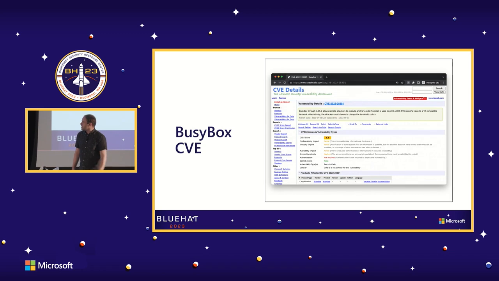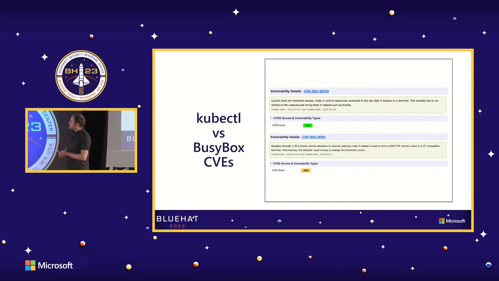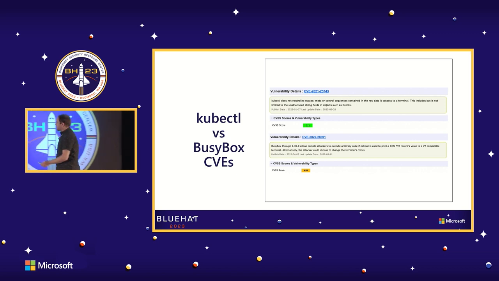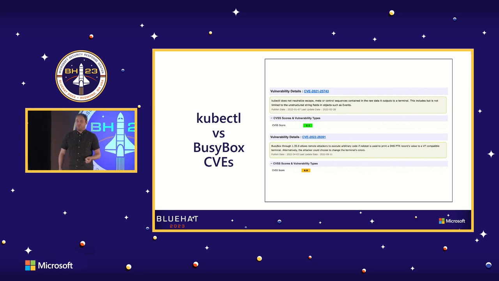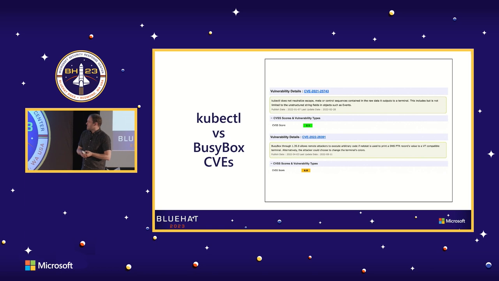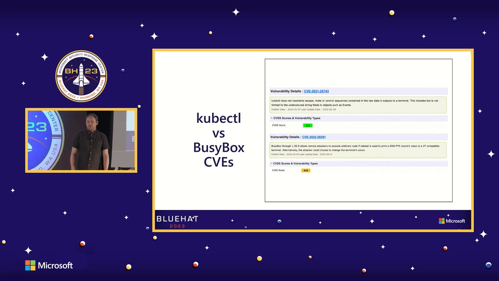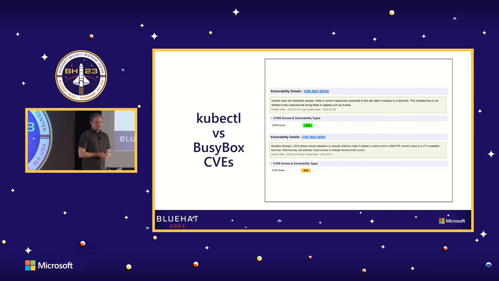So here's a different CVE, and this is in BusyBox. And if we skip ahead and compare the two, BusyBox through 1.35.0 allows remote attackers to execute arbitrary code if netstat is used to print a DNS PTR record to a VT-compatible terminal, which is a bit of a mouthful. But basically, is that not the same thing as the top one? So both of these are simply writing data to a terminal and not escaping it. So they've got vastly different scores.